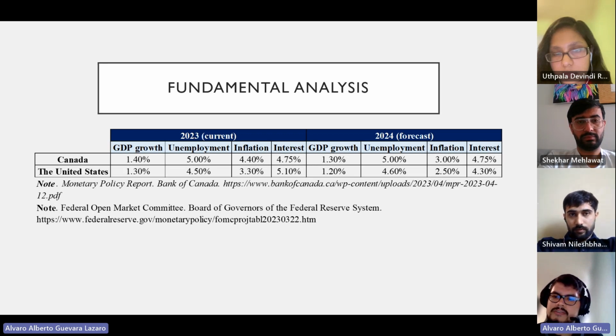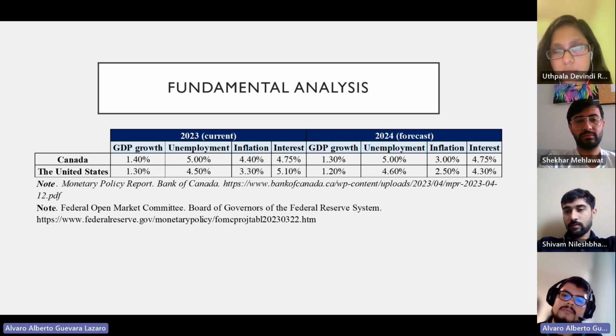The increase in inflation also leads to an increase in the interest rates in 2023. Since the last results, the Bank of Canada decided to increase this rate from 4.5% to 4.75%. The same happens in the United States. However, for next year, they are expecting to see a decrease in the inflation rate in both countries and also a little decrease in the interest rates.